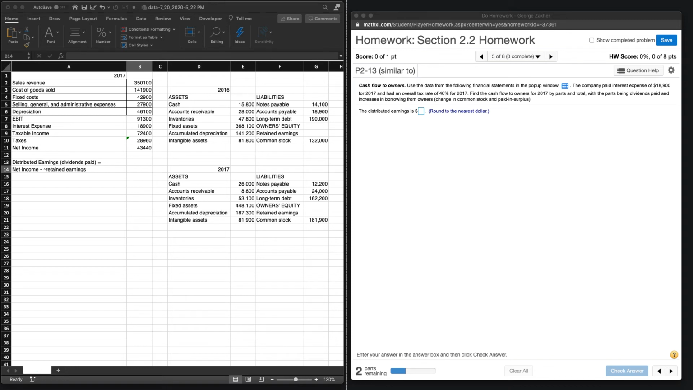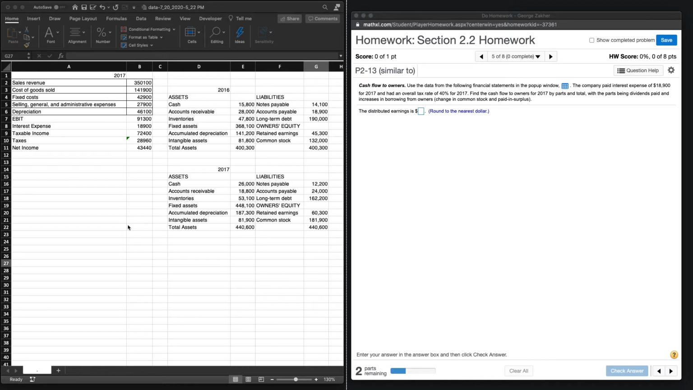Hey everyone, let's take a look at how to figure out the cash flow going to the owners. So in this case, we need to figure out what our dividends are being paid out, our distributed earnings, and finally, what change in common stock that we're borrowing from our owners will be an increase or decrease.